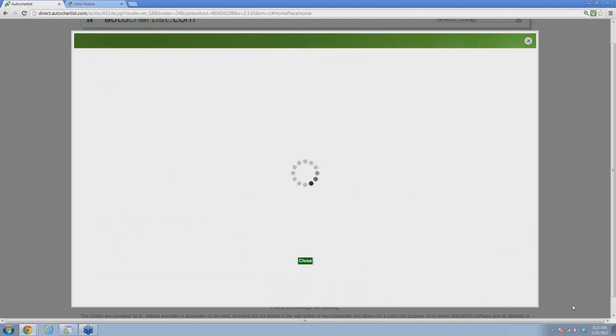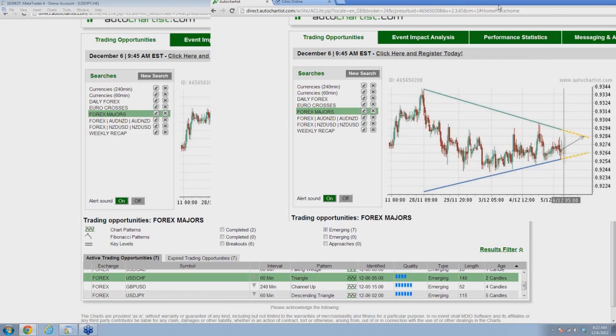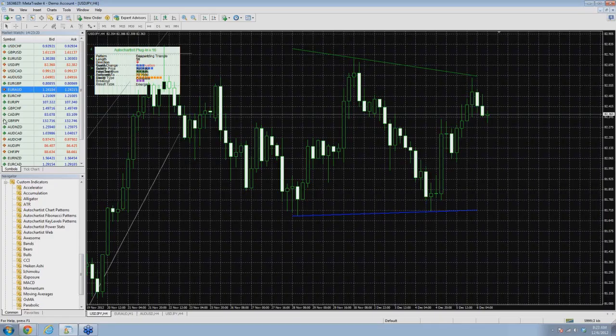So I'm waiting for the chart to blow up. It should come up here in a second. What I like to do is I like to have these triangle patterns because they're non-trending, and what that means is that the market is being compressed into a very, very tight range. And when I get a market in a very tight range, like the US dollar Swiss, I will be looking for that chart here in a second.